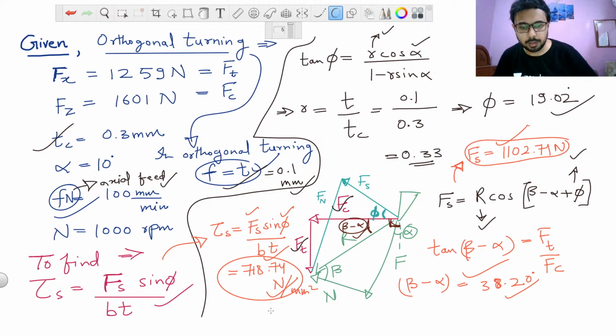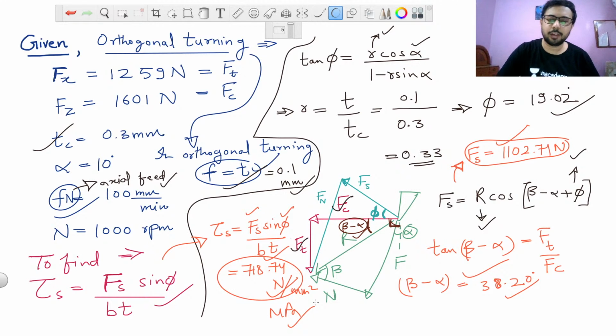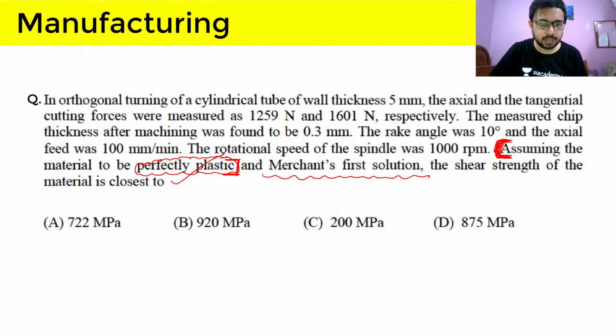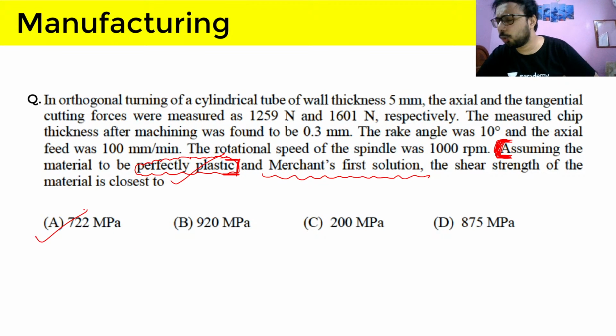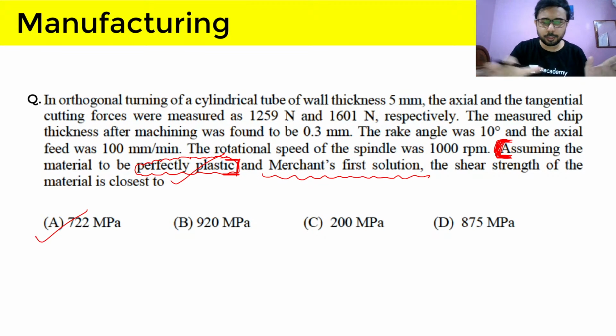So that is megapascals. Since shear strength is asked and we have taken b and t values in mm, let's see the options given. The first option is very close to it. So our answer will be A, 722 megapascal, not mm, and this is the correct answer, and this is the answer that you have to write after doing this question.